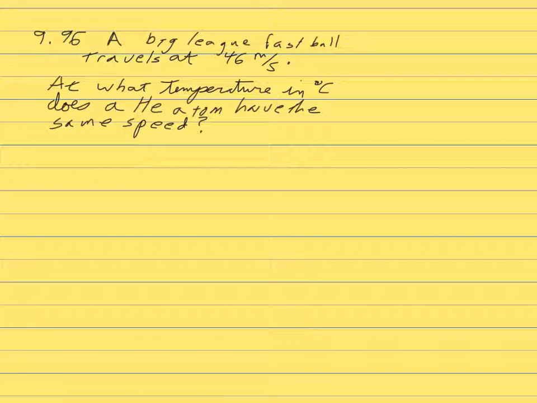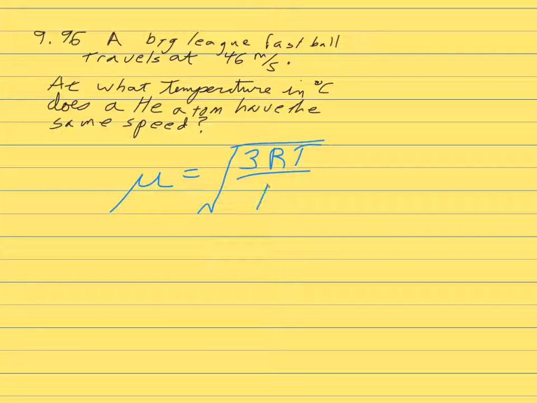This goes back to the very first formula you got for this chapter. Your root mean square speed is equal to the square root of 3 times the gas constant times temperature divided by the molar mass. Now, we said there were a couple traps for you in using this formula.